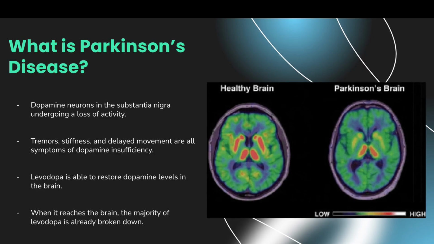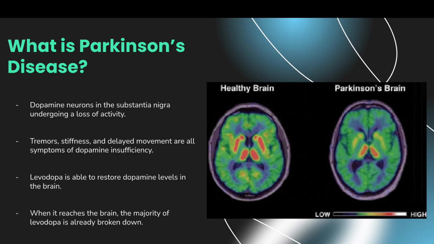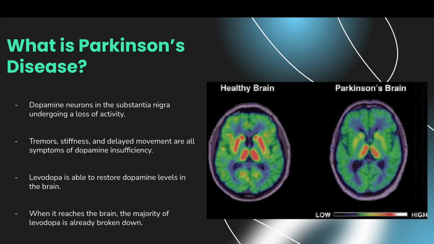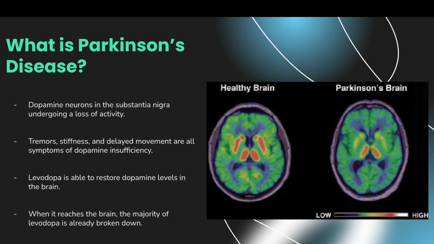Parkinson's disease symptoms include tremors, stiffness, and slow movement. Levodopa can help with these symptoms, but its effectiveness is limited since the majority of it is changed before it can even get across the blood-brain barrier.